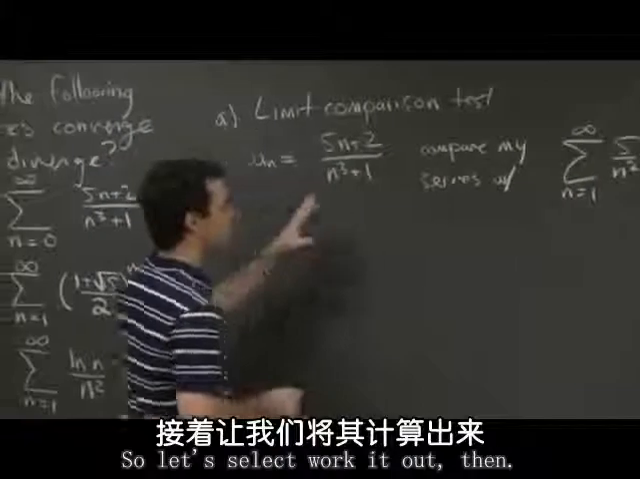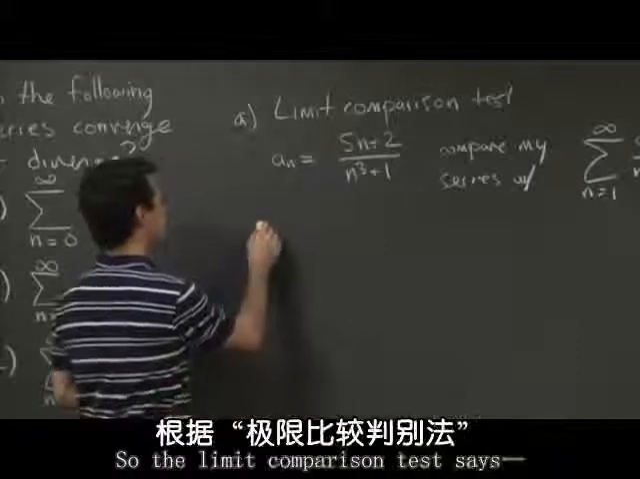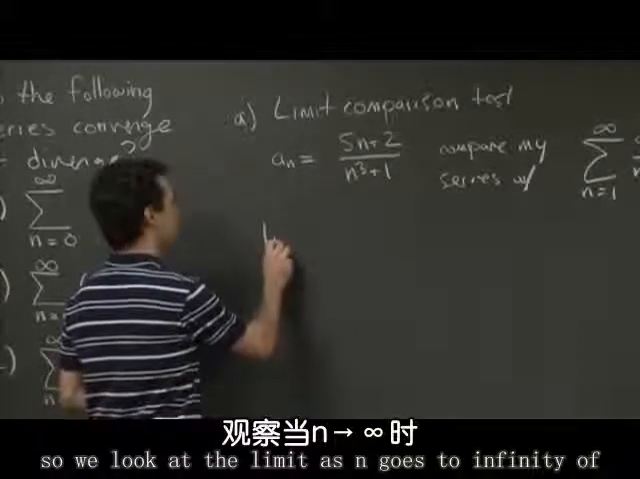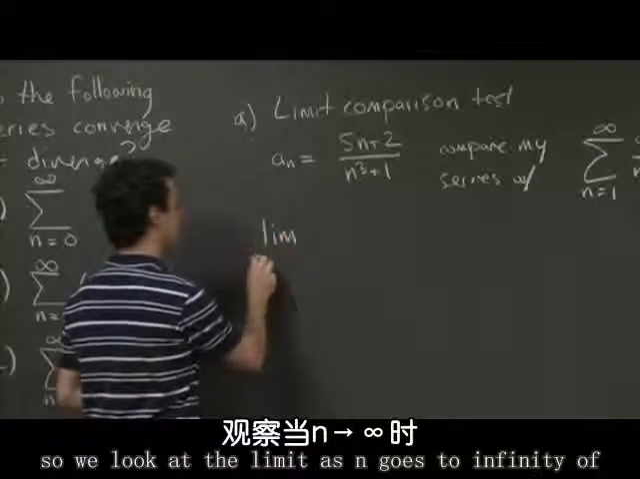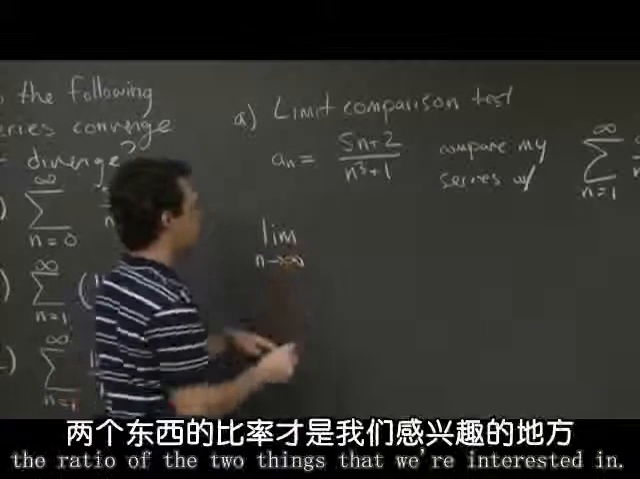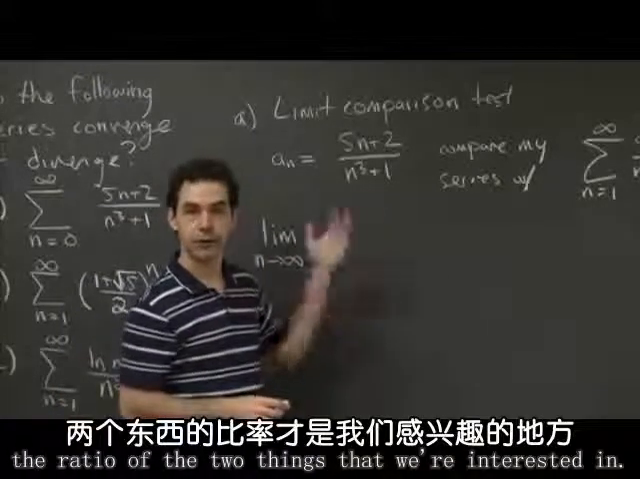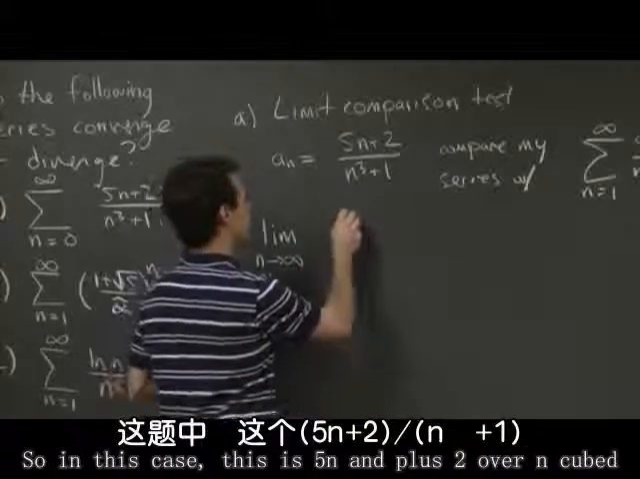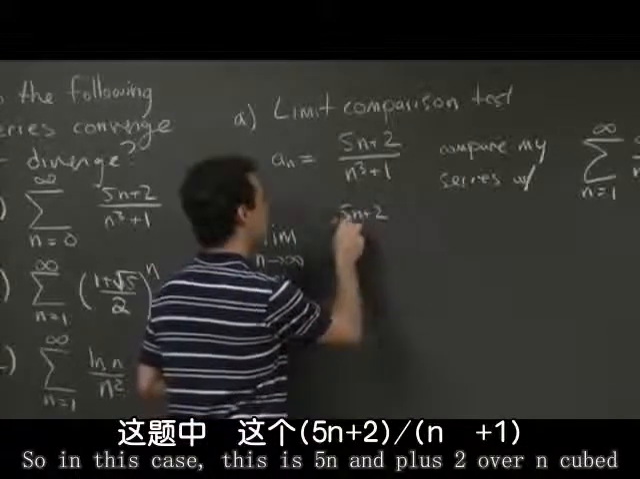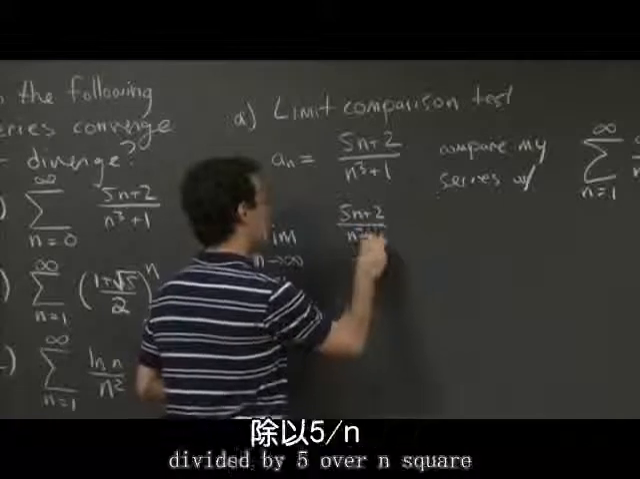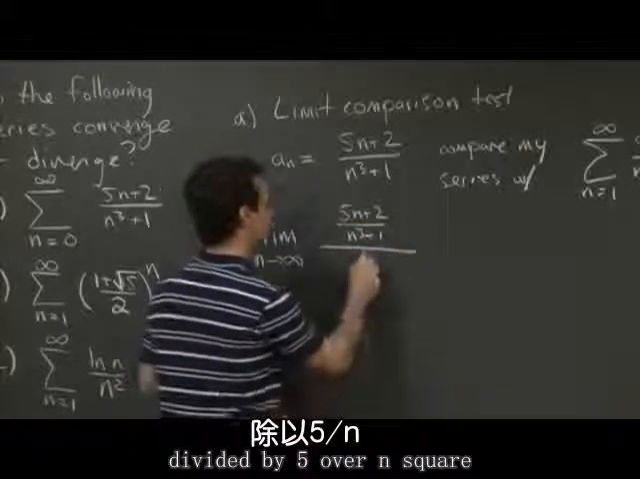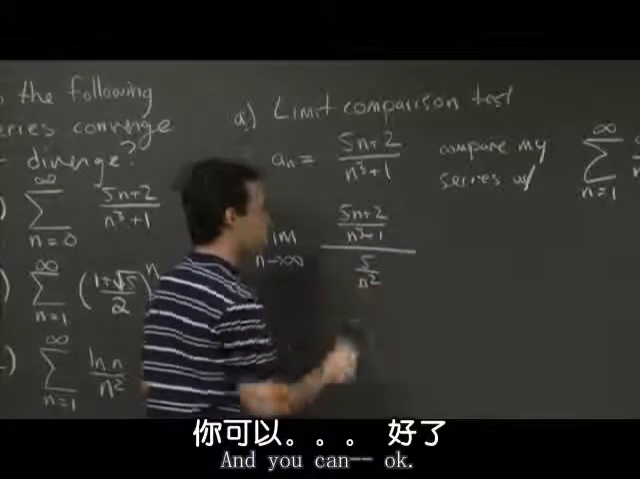So let's work it out. The limit comparison test says we look at the limit as n goes to infinity of the ratio of the two things we're interested in. In this case, this is (5n plus 2) over (n cubed plus 1) divided by 5 over n squared.